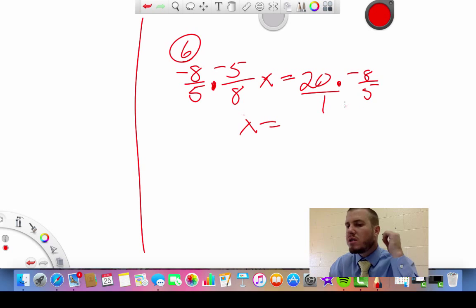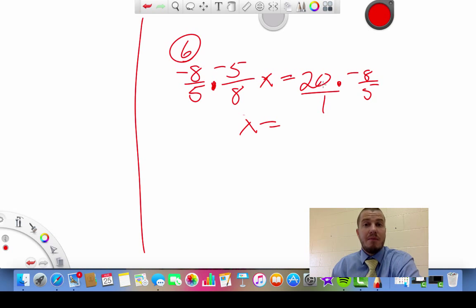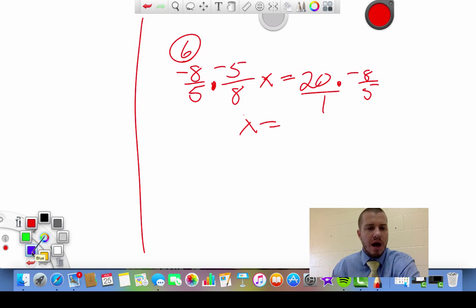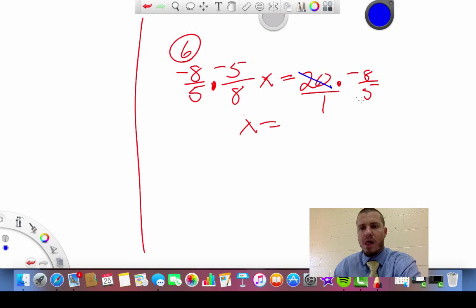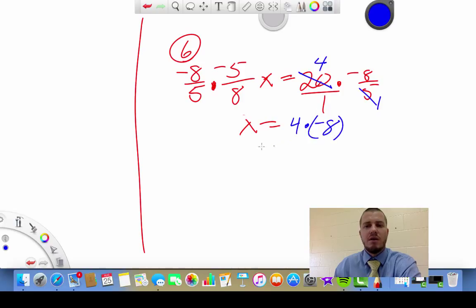You can multiply straight across, but sometimes it's going to be a lot easier if you understand that you can cross reduce. And all it is is reducing, except it doesn't have to be in the same fraction. As long as something's in the denominator, it can reduce with something in the numerator, that's okay. So I can cross off this 20 and 5 because they can both be reduced by 5. That makes this a 1, that makes this a 4, and 4 times negative 8 then becomes negative 32.